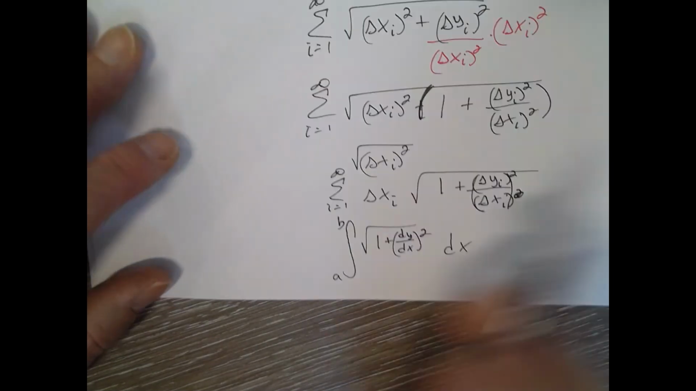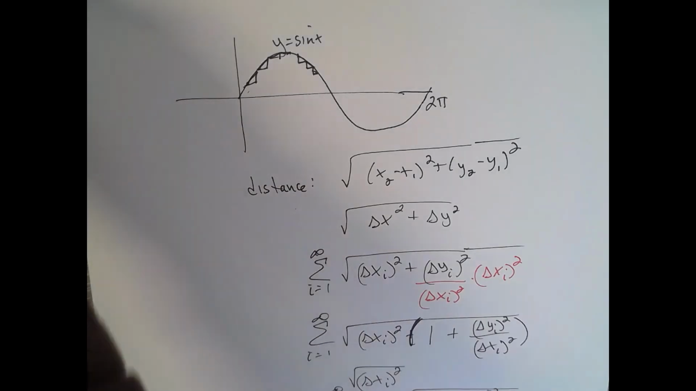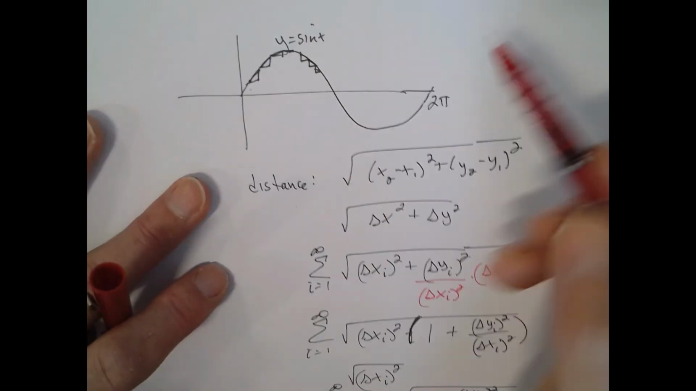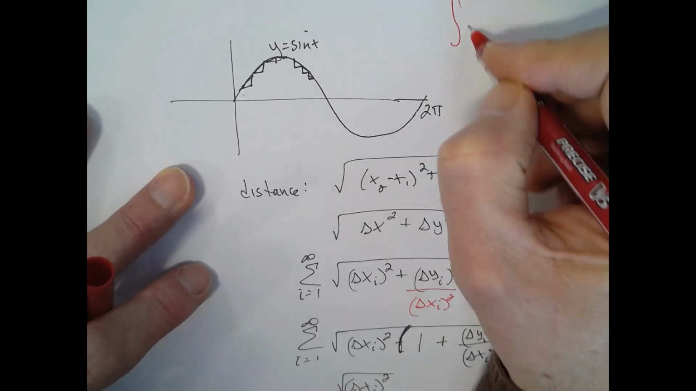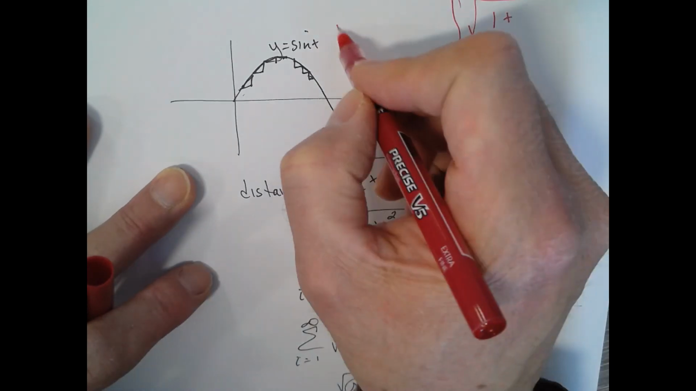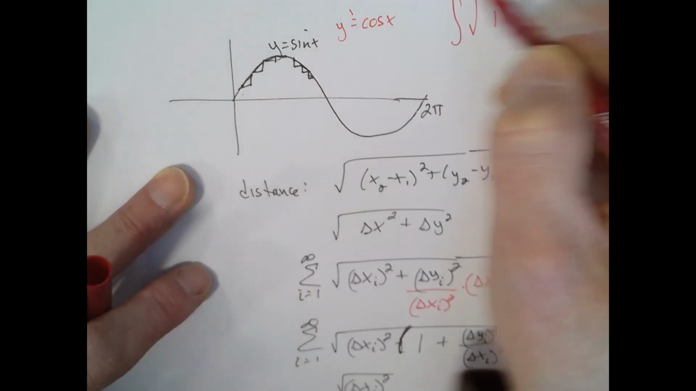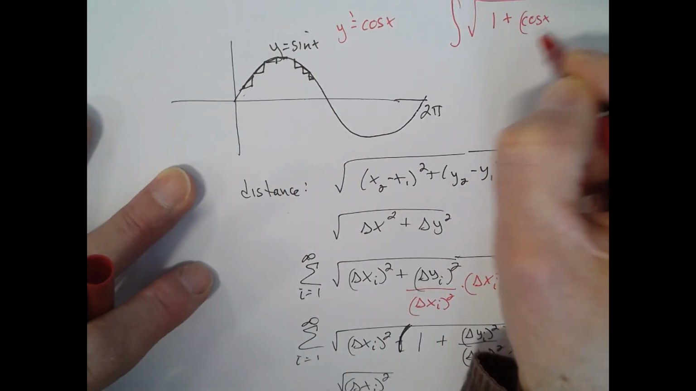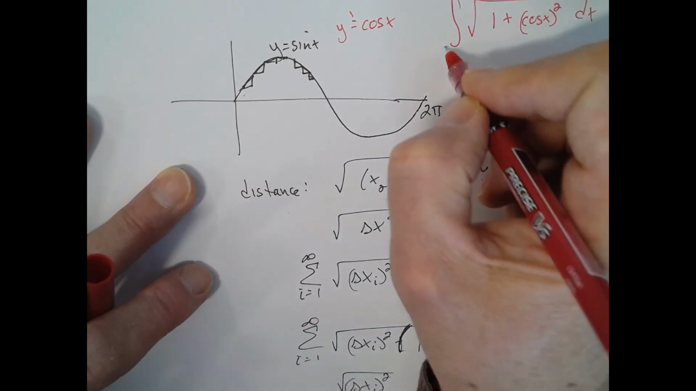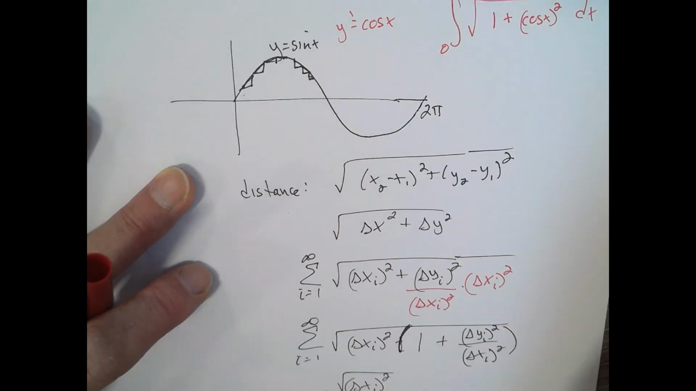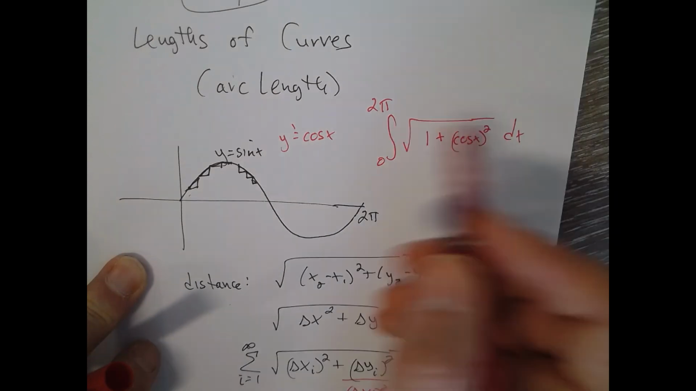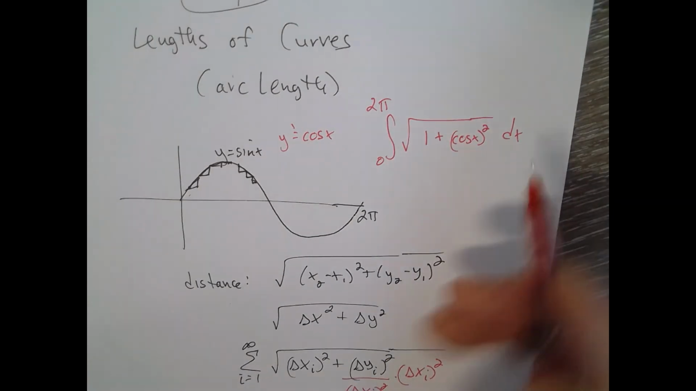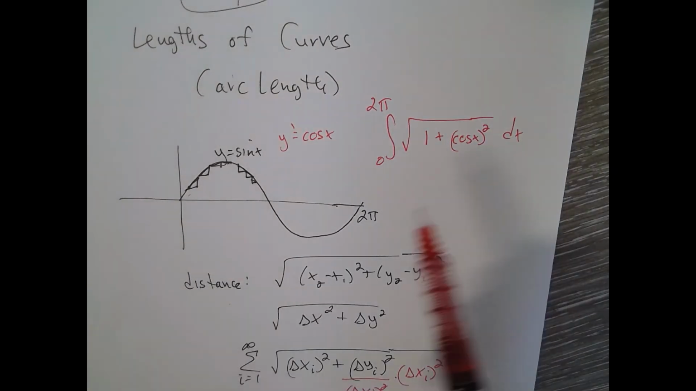So back to the one problem we had here. If I want to find this arc length, it would be the integral of the square root of 1 plus cosine x squared dx from 0 to 2 pi. You could plug that in the calculator and that'll get you the answer. We don't know the antiderivative of that right now. Okay, so arc length is just the formula we derived right down here.